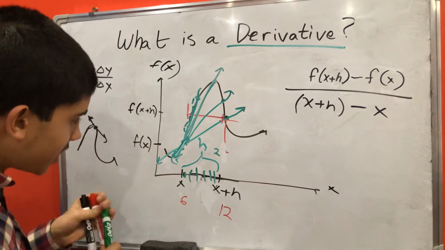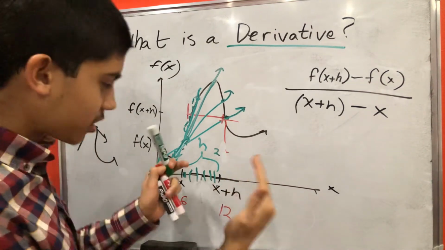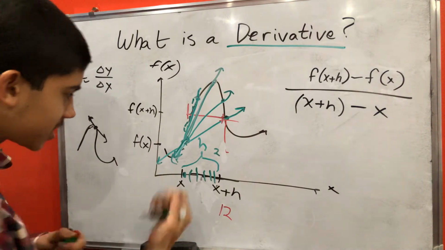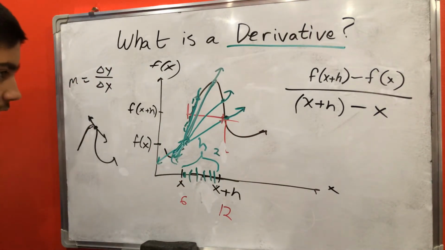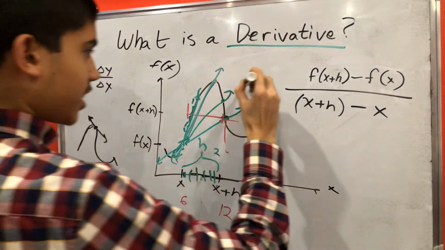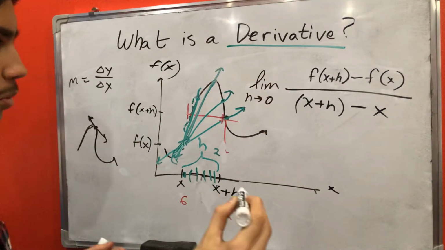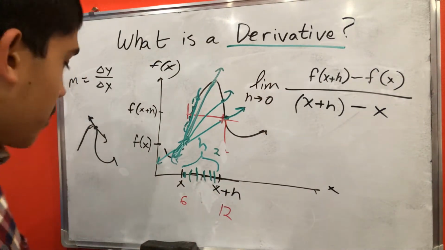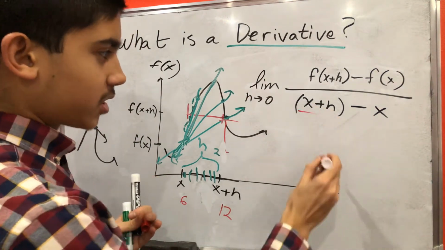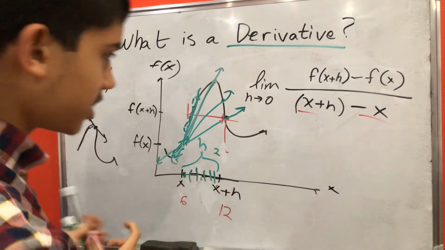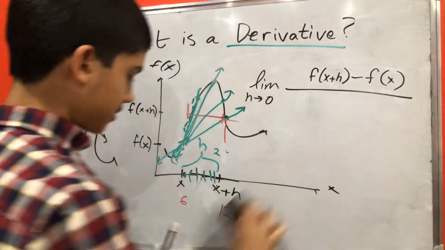As h is getting really close to 0, it's getting almost nothing. There's almost no difference between the two points. We'll just call it the tangent line. We will say that the limit as h approaches 0 is going to be our derivative. And we can simplify this definition a little more. We notice that there's a positive x and a negative x, so we can just get rid of them, and we'll just be left with positive h.